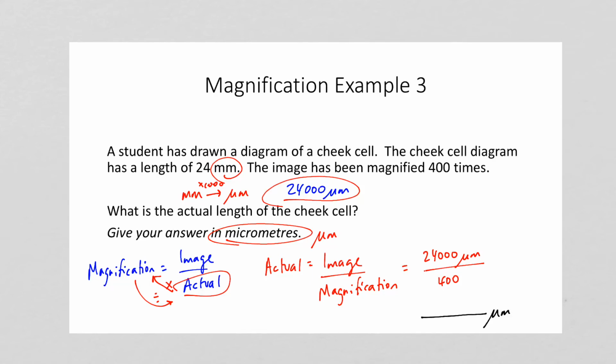Can cross out the 0, 0, the 0, 0. I end up with 240 divided by 4, which is going to be 60 micrometers is my answer. Let's do another one.